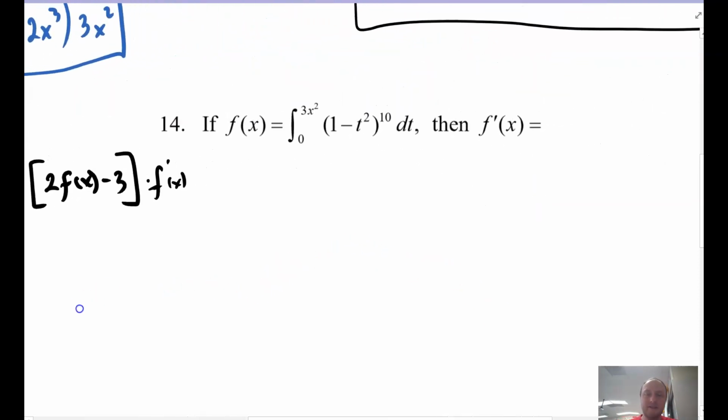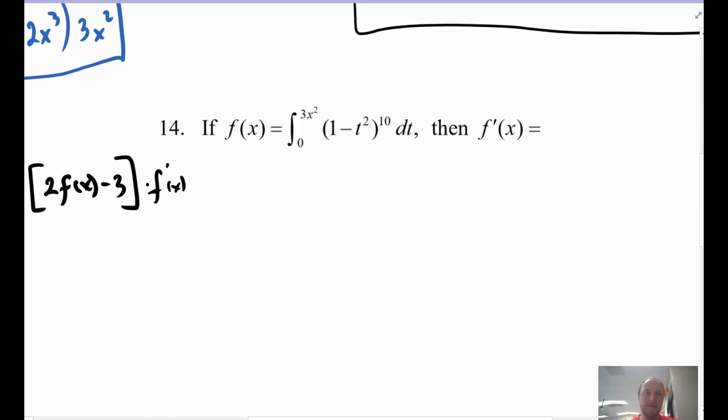This one is as simple as the previous ones. They're just wording it differently. They're saying if this integral from 0 to 3x squared of 1 minus t squared to the power of 10 dt is f of x, then what's f prime of x? So they're asking you, again, to take the derivative of this function. So we'll go ahead and do that. We'll, again, use the second fundamental theorem of calculus.